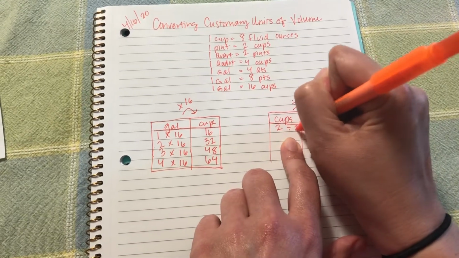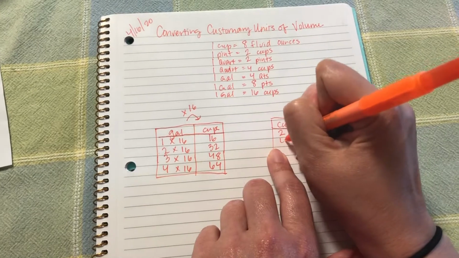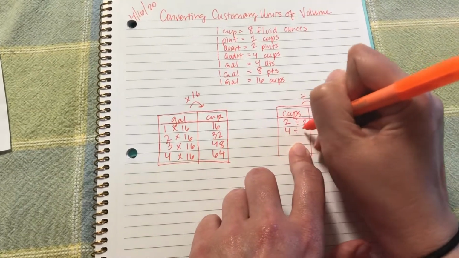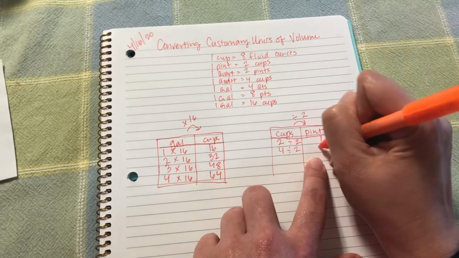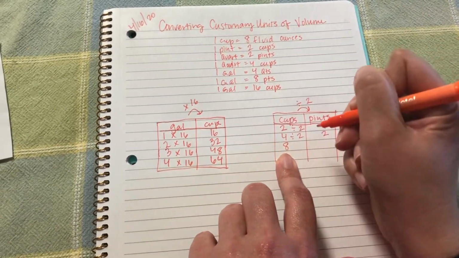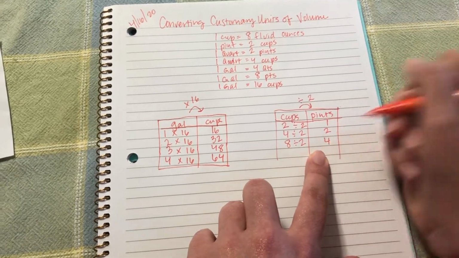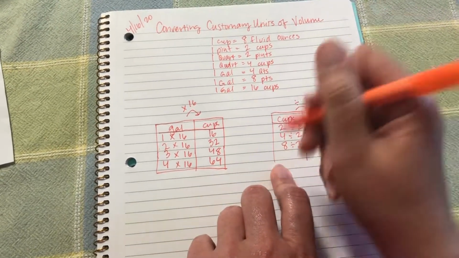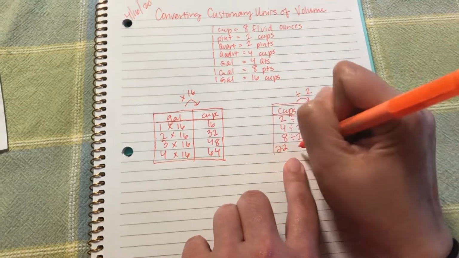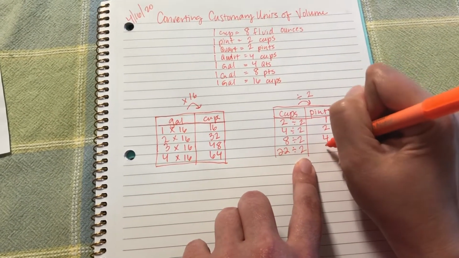So 2 divided by 2, that's going to equal 1 pint. If I have 4 cups, divide that by 2, it's going to get me 2 pints. I'm going to just skip ahead to 8. 8 divided by 2 is going to get me 4 pints. And another random one, 22. 22 cups divided by 2 is going to get me 11 pints.